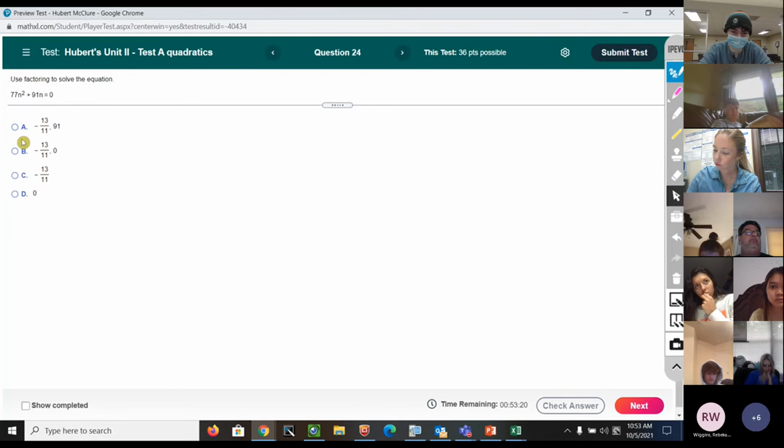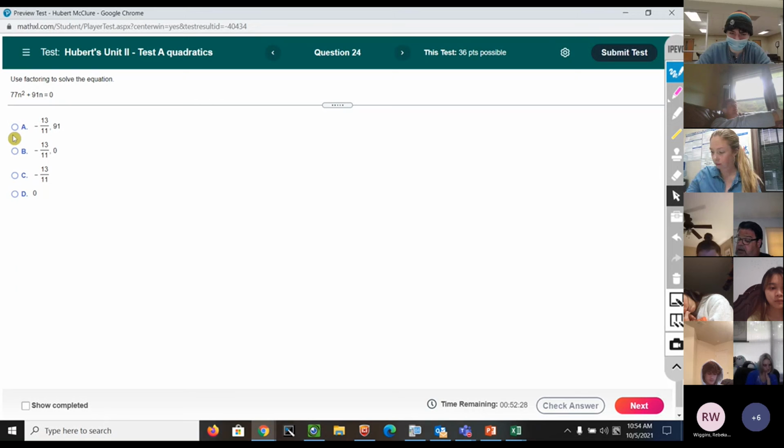77n squared plus 91n is equal to 0. And you could actually factor out a 7 and get 11n squared plus, let's see, 7 will go in there one time. 91, sorry. 7 will go in there one time, leave a 2, 13n. 7 equal to 0, and that cannot happen. So 11n squared plus 13n is equal to 0.